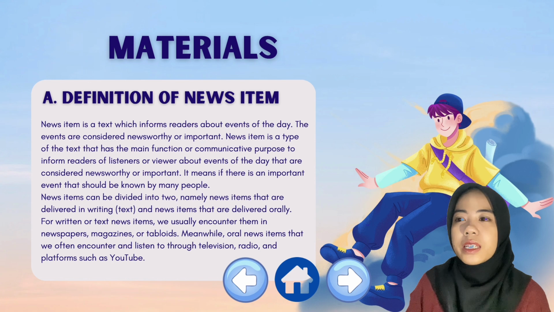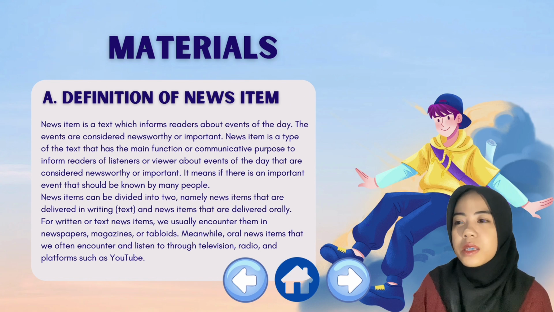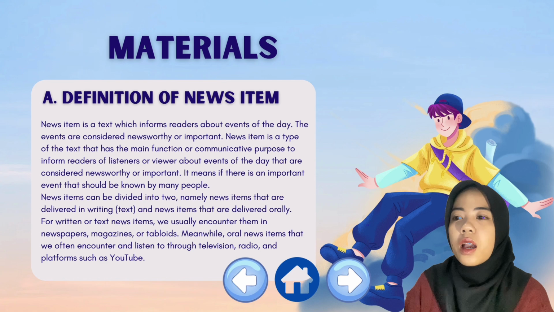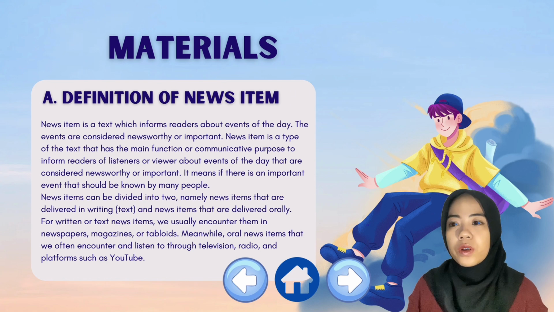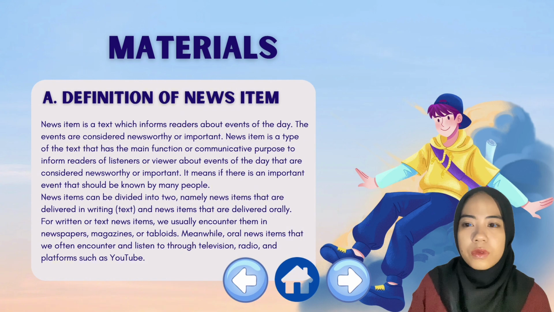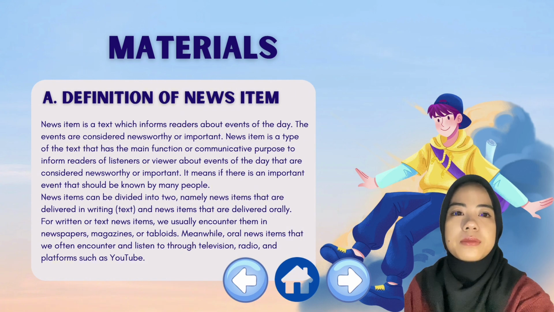News items can come in different forms. We can find them in newspapers, online articles, TV news reports, or radio broadcasts. No matter where they appear, their main purpose is the same: to inform people about something important.